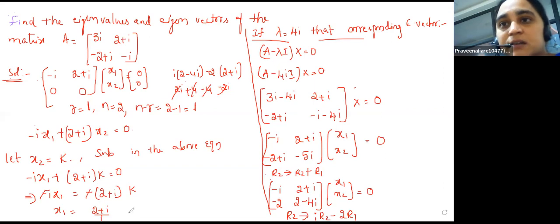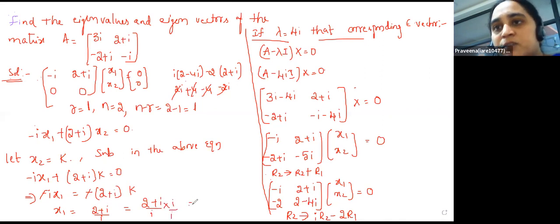For that, I'll rationalize this 2 plus I by I, multiplying and dividing with I. Why? Because in complex numbers, we check that the denominator has no complex number. Then here 2 plus I into I means 2I minus 1, by I square, whose value is minus 1. From that, plus 1 minus 2I. Therefore, x1 is equal to 1 minus 2I into k.